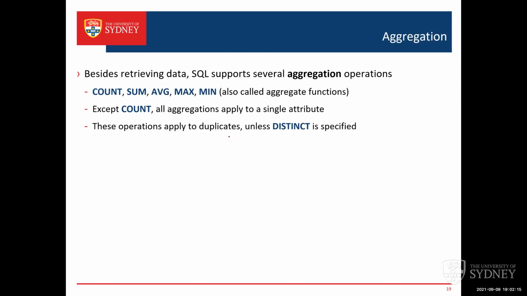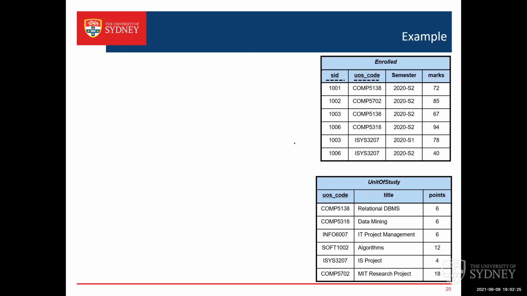These operations apply to duplicates unless distinct is specified. So they will contain the duplicates, all of these. If you want to remove the duplicates, you have to use distinct. Just looking into a few examples, now life will be much easier. How many courses are there in this unit of study table? If I simply want to write, this is the query that we have to write.